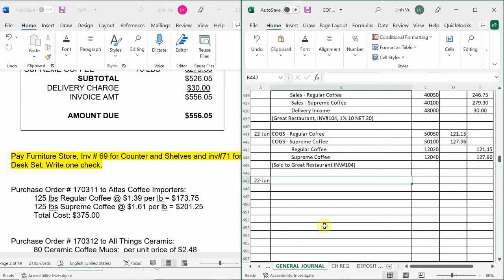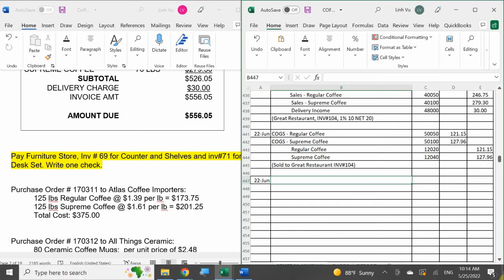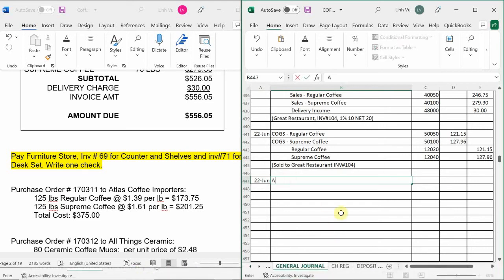So I need to pay furniture store for invoice number 69 and number 71, all on one check. So how do I journalize this transaction? Accounts payable. Okay, good. What else? Not accounts receivable, because accounts receivable is when customers owe me money. I'm paying somebody right now. And it says here, I'm going to write a check to pay them off.